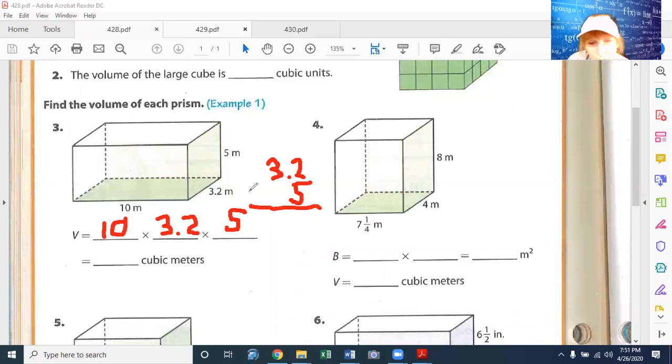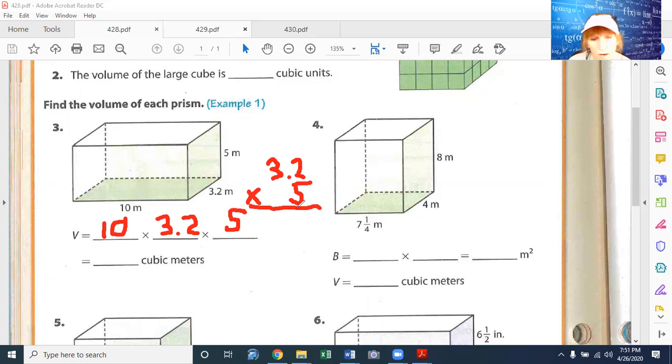Times, and I know it's easy to use a calculator, but I still want you guys to get used to being able to multiply decimals and fractions and things like that. Next year, halfway through 7th grade, then you can start using a calculator. So I'd like you to do it without right now.